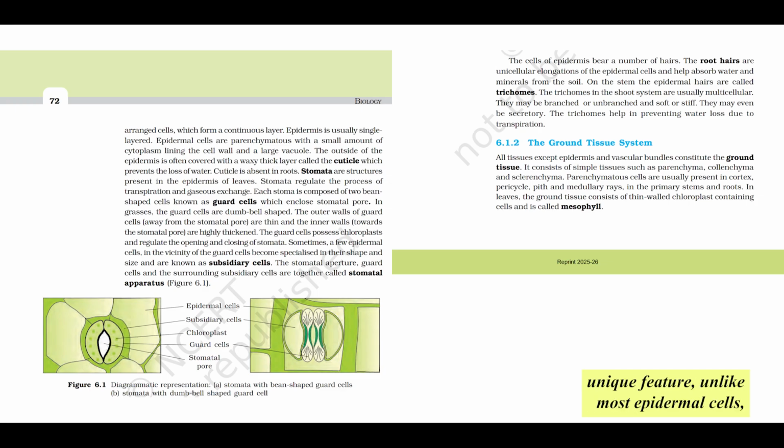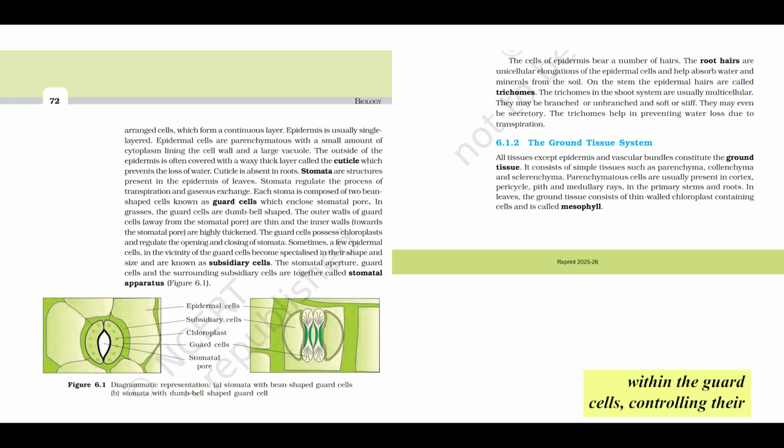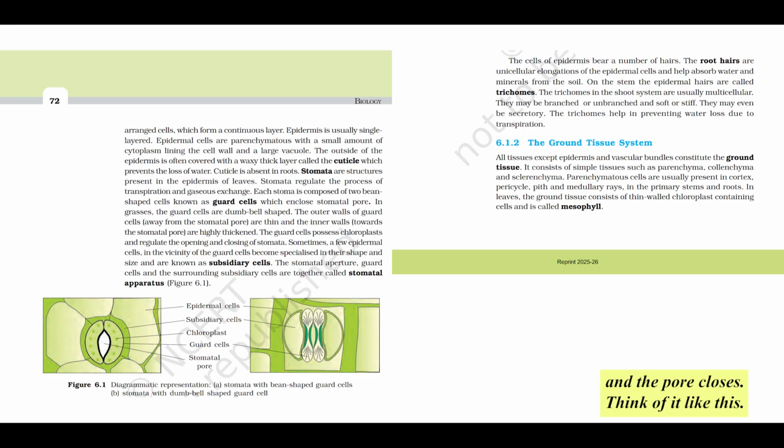And here's another unique feature. Unlike most epidermal cells, which typically lack them, guard cells possess chloroplasts. Now, why is this significant? It means they can actually perform photosynthesis, which generates energy, right? This energy, in turn, helps regulate the osmotic potential within the guard cells, controlling their turgor pressure. So when turgor pressure increases, when they fill up with water, the guard cells swell and they bow outwards because of that differential wall thickness. That opens the pore. When turgor decreases, they lose water, they become flaccid, limp, and the pore closes.